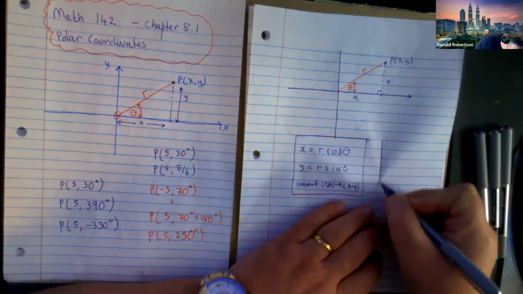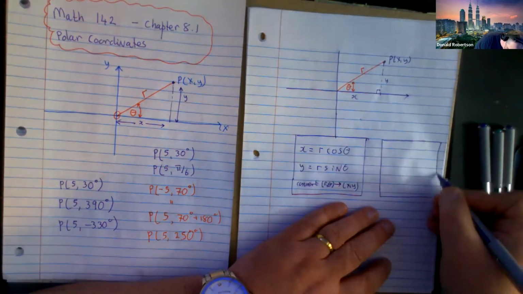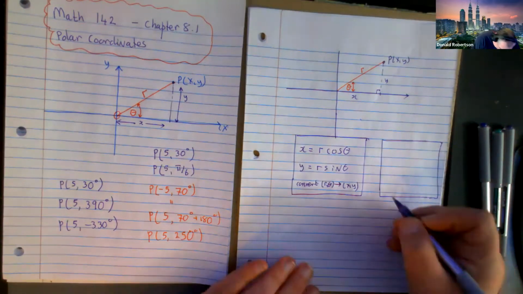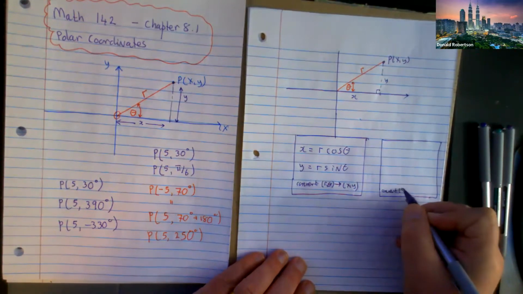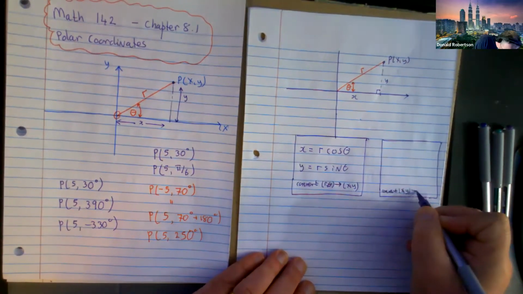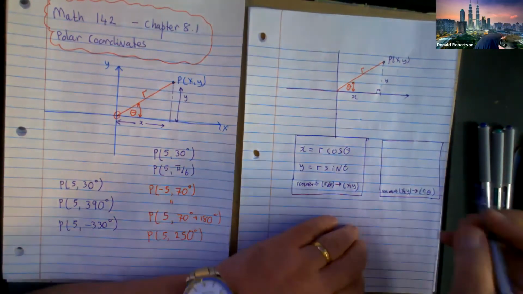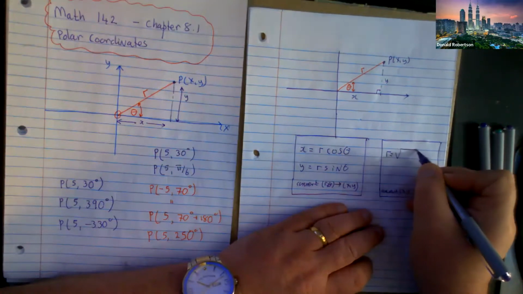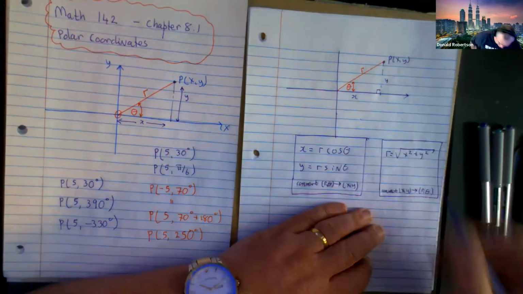Now, I would like to be able to do the other version, right? Which is how to convert from XY to R theta. Right? So here it is. R is the square root of X squared plus Y squared.